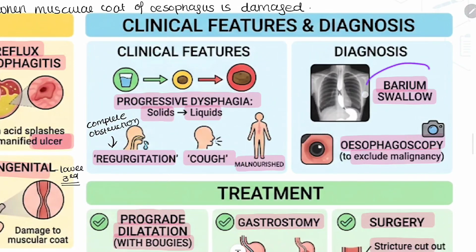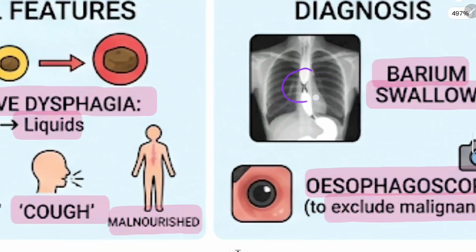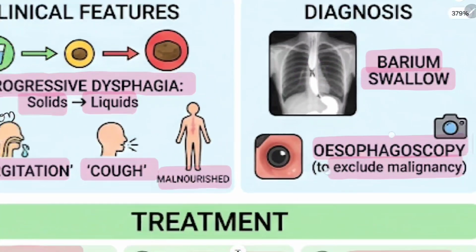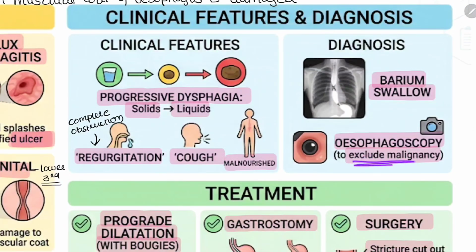The diagnosis is by barium swallow or esophagoscopy to exclude malignancy. In barium swallow, what can we see? We can see the esophageal stricture, and esophagoscopy should be done to exclude malignancy.